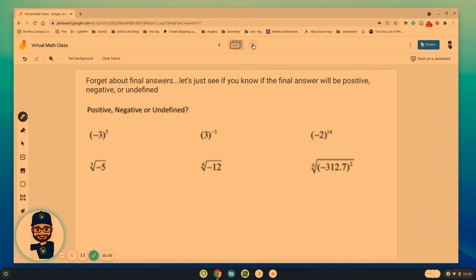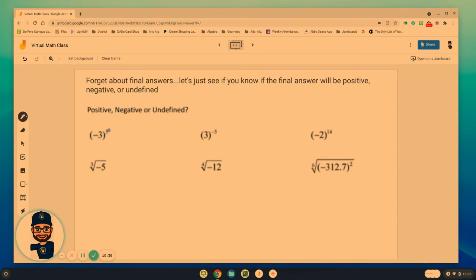Okay, but here's what we're really going to be focusing on when it comes time to the test. I'm not even going to really worry so much about the final answers on most of these. We're really trying to determine, is it going to give you something that's positive, something that's negative as an answer, or undefined? What type of answer is it going to give you?